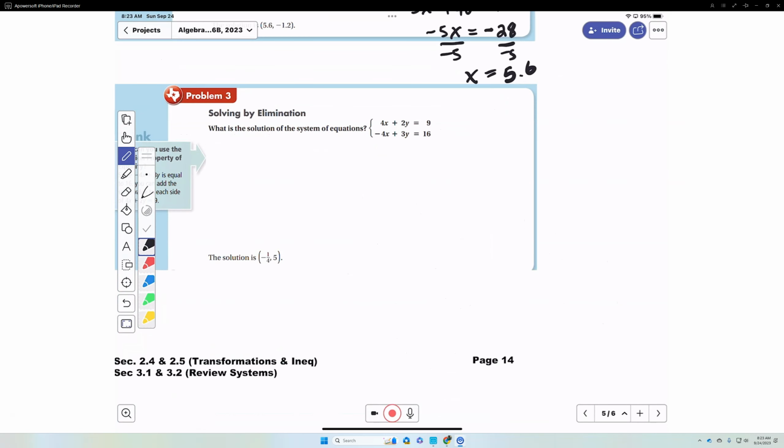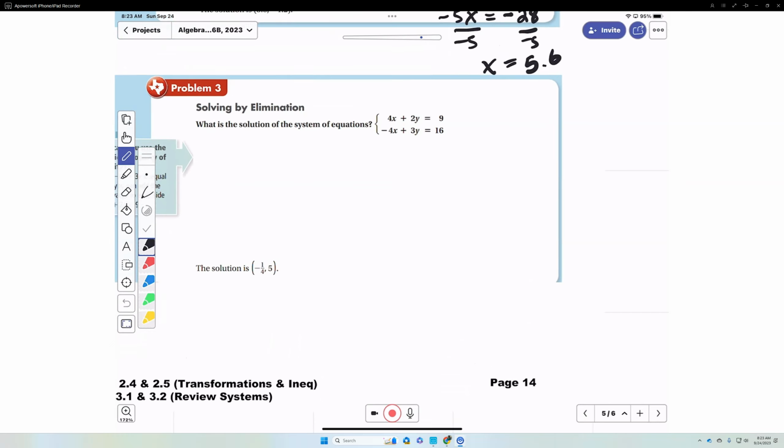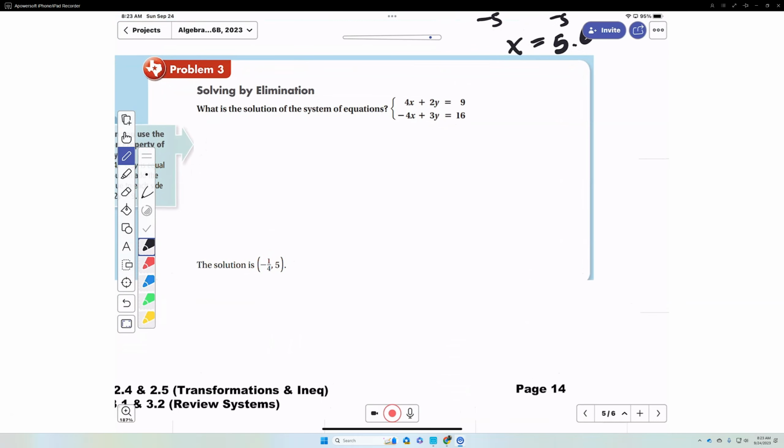The elimination method is what it means. Elimination, you're going to eliminate some variable. So if I come to problem 3, you can see that if I add both equations, something becomes eliminated. 4x plus negative 4x, that becomes eliminated. So 2y plus 3y gives you 5y equals 16 plus 9 gives you 25. Divide both sides by 5, so y equals 5.